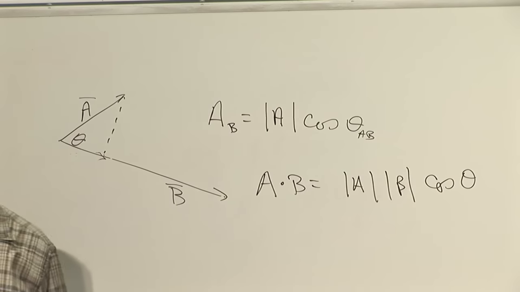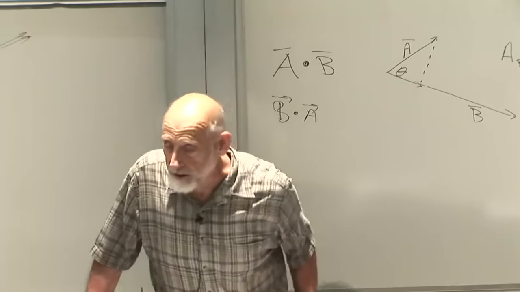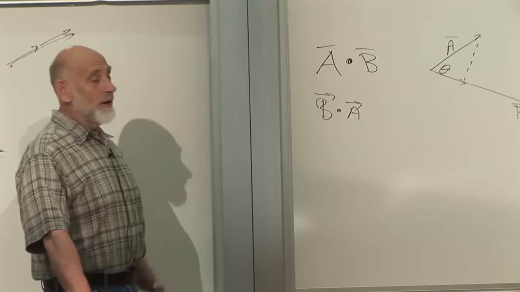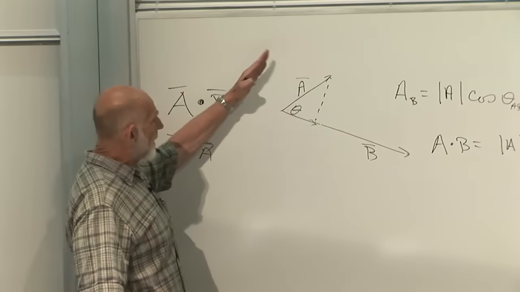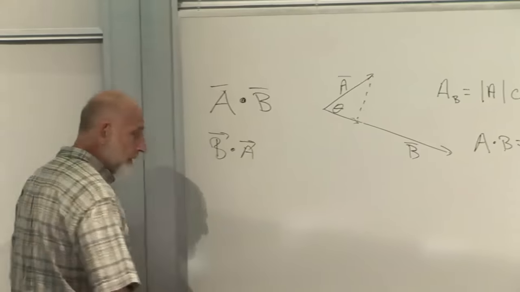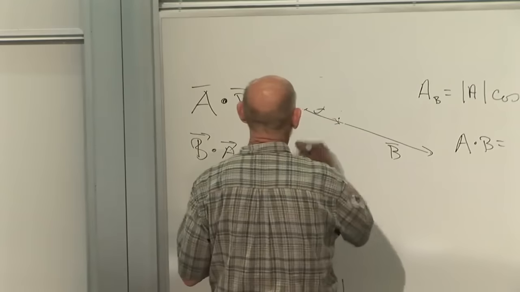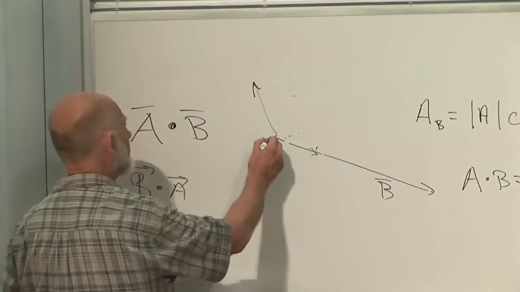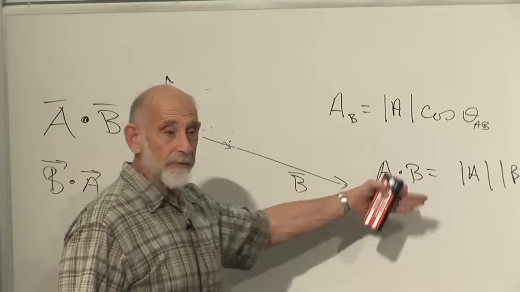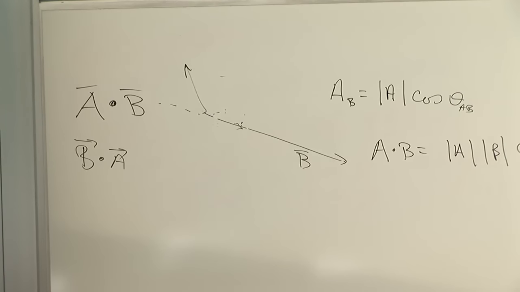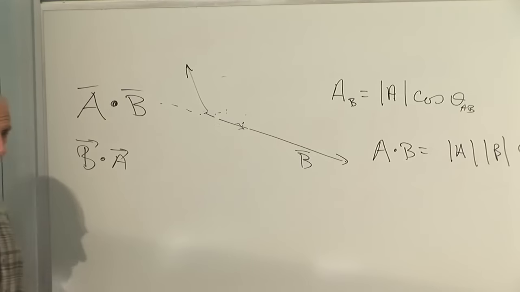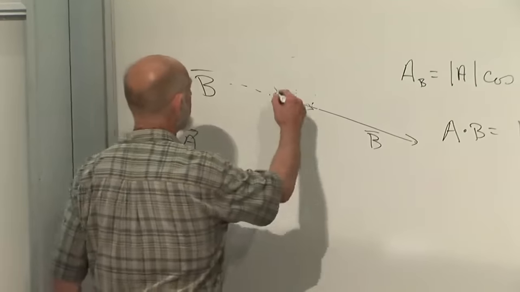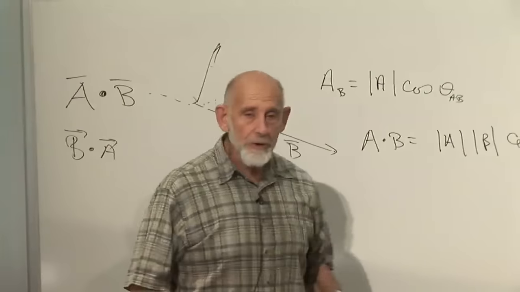Is A dot B always positive? And if not, under what circumstances would it be negative? When is the cosine negative? The cosine is negative if the angle is bigger than 90 degrees. That would be the situation, for example, where A was pointing like that. Then the component of A in the B direction would be negative. Cosine of theta would be negative for an angle bigger than 90 degrees. What about two perpendicular vectors? Zero. Cosine of theta is zero for 90 degrees.